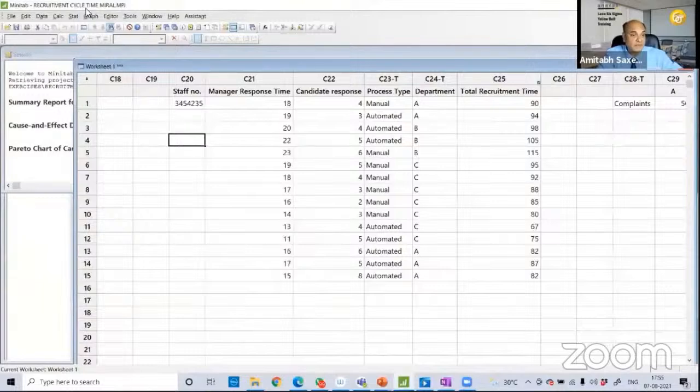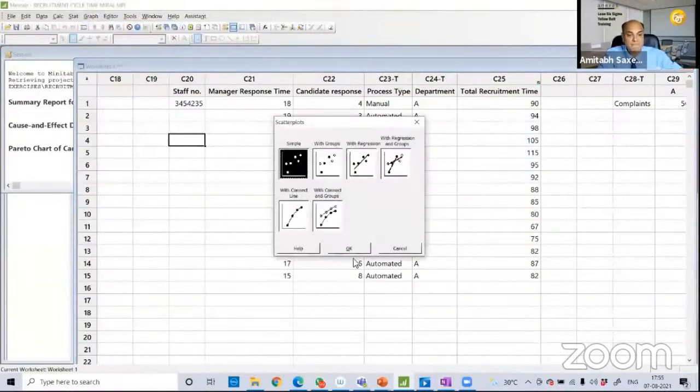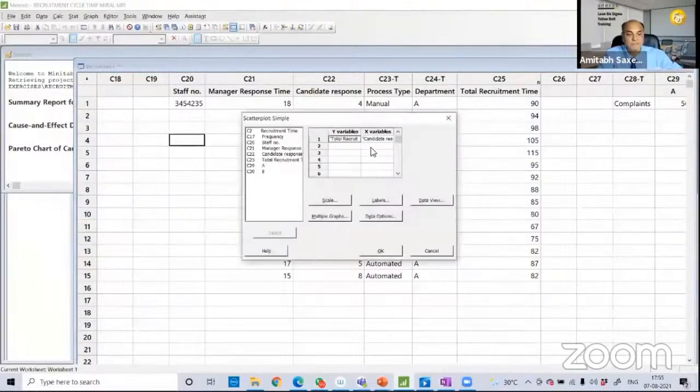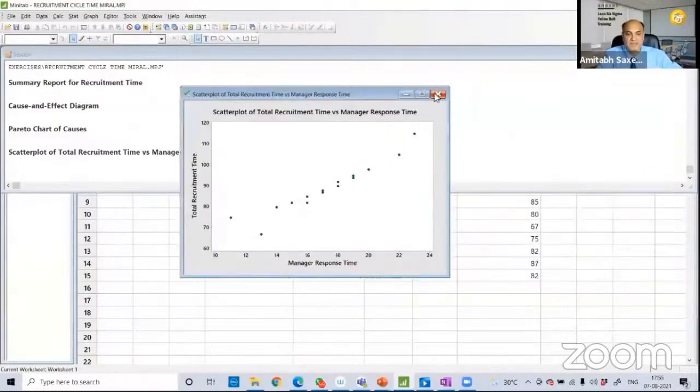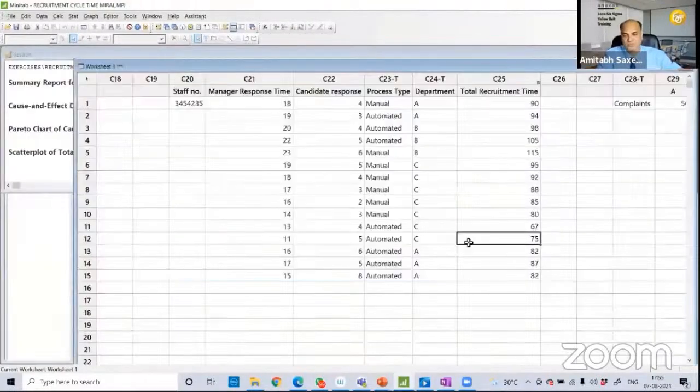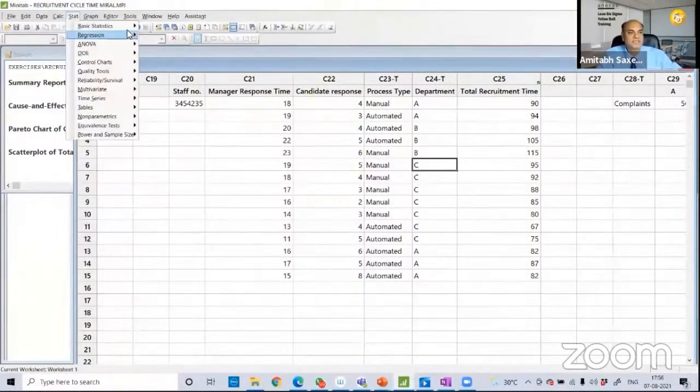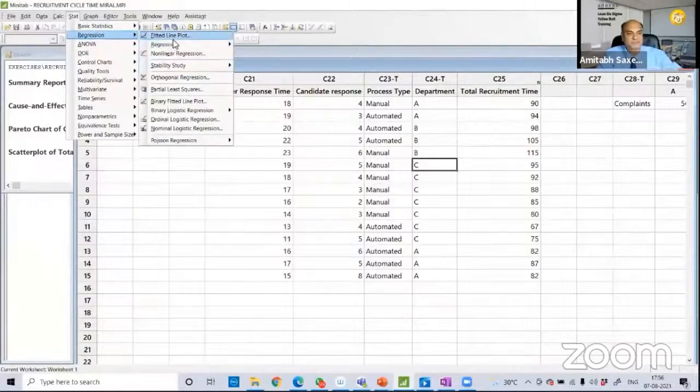Total recruitment time. Is it impacting? Let us see. I'll put in both values, manager response time. It appears to be impacting. There's a relation, positive correlation. And I can even calculate the regression equation. No time to explain regression equations in detail, but it can predict. I can predict if the manager responds in 18 days, how much will be the recruitment time? It's a straight line equation. Very easily I can predict. Just 2 clicks, I can get my regression equation.